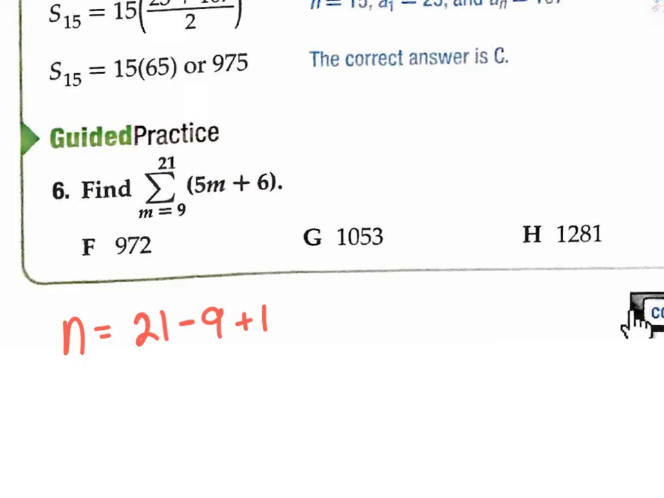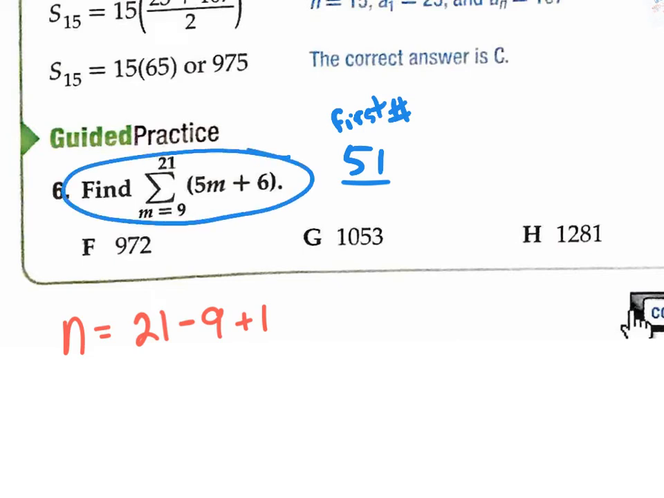Think about it. The first number on your list, here's the spot for the first number. How do you get that first number? By plugging in not the number 1, but by plugging in 9. Okay, so 5 times 9 is 45. 45 plus 6 is 51. So this is 51. Hold on a second. 51 is the first number on the list that's indicated right here in this summation.